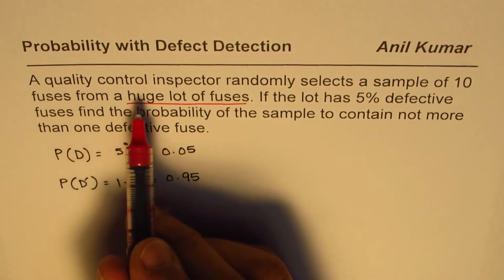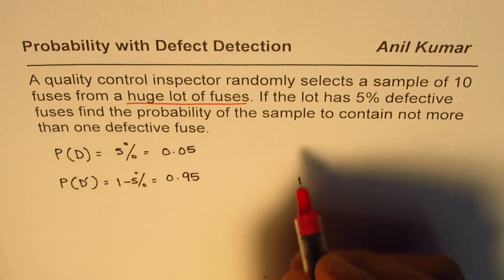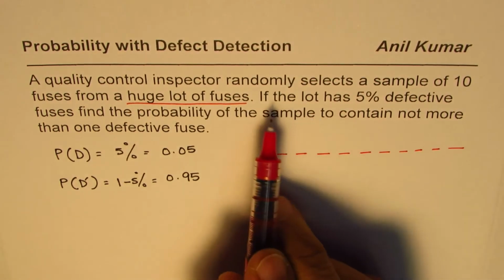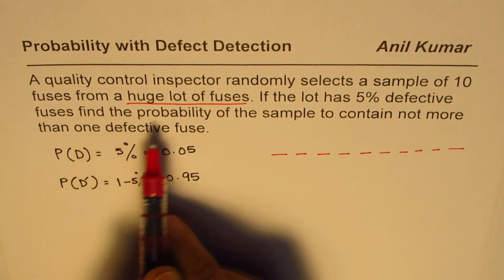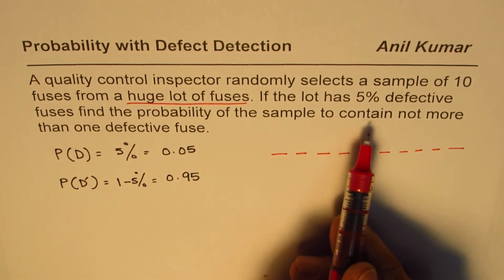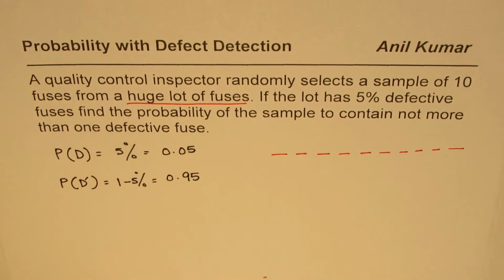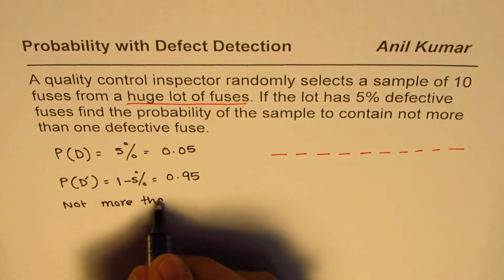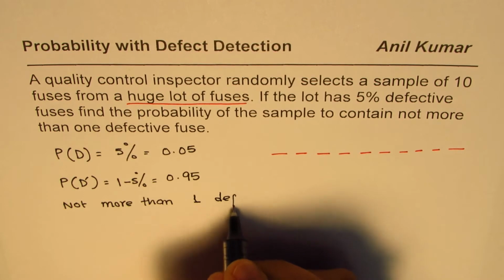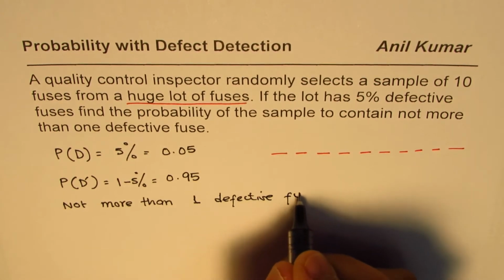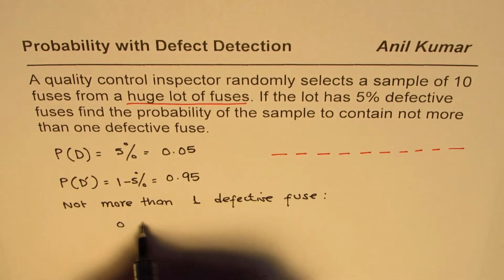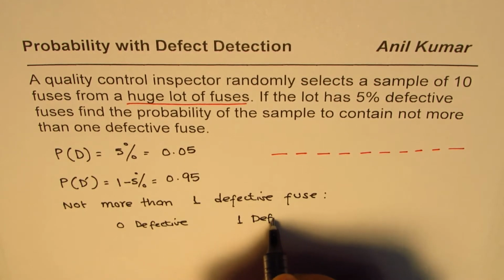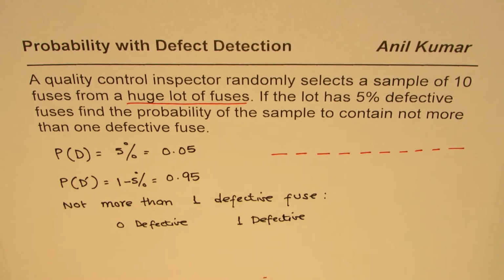It says a quality control inspector randomly selects a sample of 10 fuses. So these are the 10 fuses selected. 1, 2, 3, 4, 5, 6, 7, 8, 9, 10. If the lot has 5% defective fuses, find the probability of the sample to contain not more than one defective fuse. So let's understand the meaning of not more than one defective fuse. Now this means that there could be 0 defective or 1 defective. This is what it means. So that is how you should be analyzing the question.